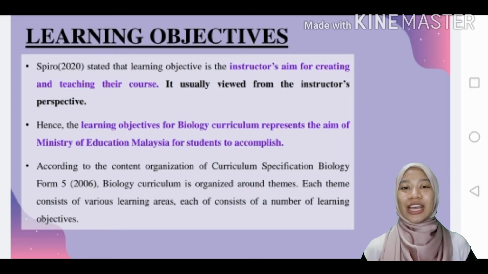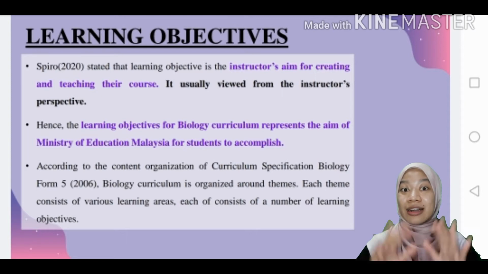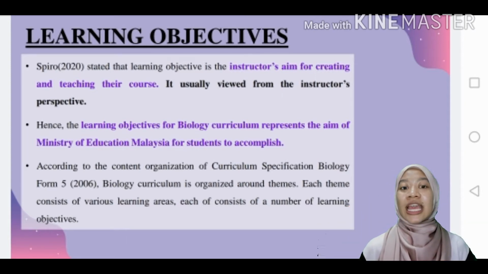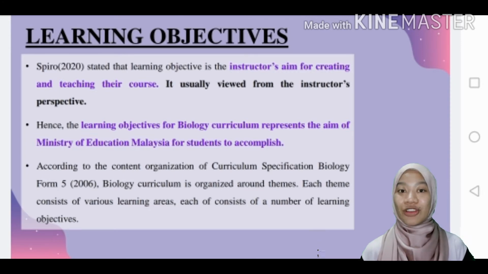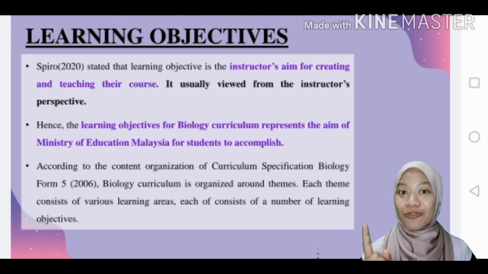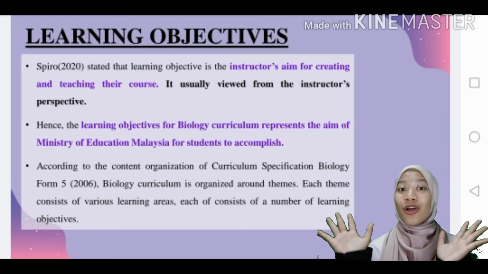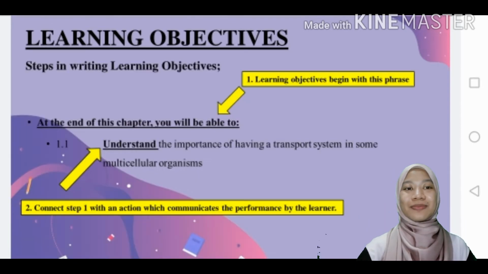According to the Content Organisation of Curriculum Specification Biology Form 5, the biology curriculum is organized around themes. Each theme consists of various learning areas. Each of them consists of a number of learning objectives. For your information, one learning objective might have 2 or more learning outcomes.